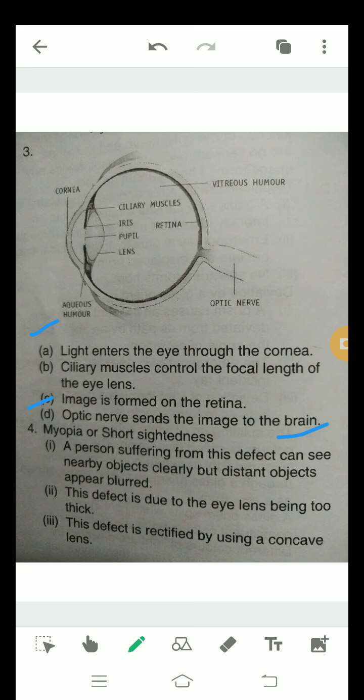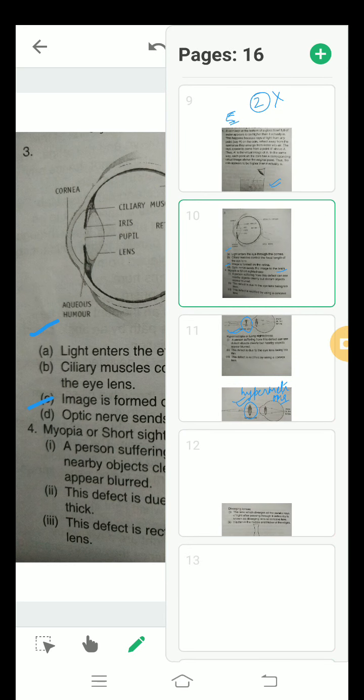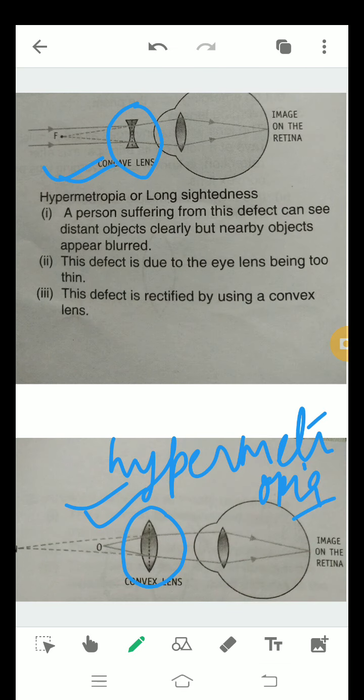So the answer of the fourth question, here it is. Hypermetropia or long-sightedness: a person suffering from this defect can see distant objects clearly, but nearby objects appear blurred. This defect is due to the eye lens being too thin. This defect is rectified by using a convex lens. So here the correction is given to you, and it is given with the help of a convex lens. You can correct your eye.